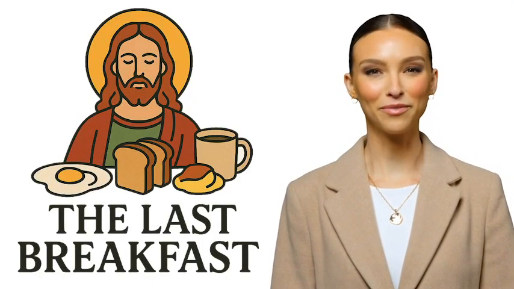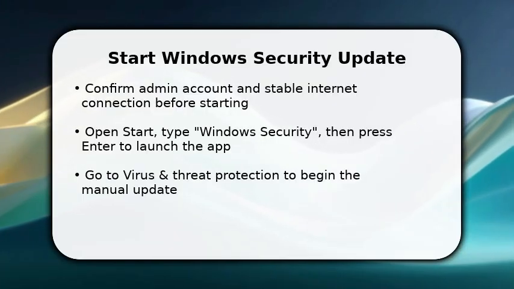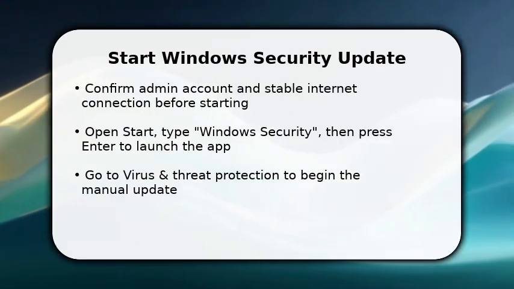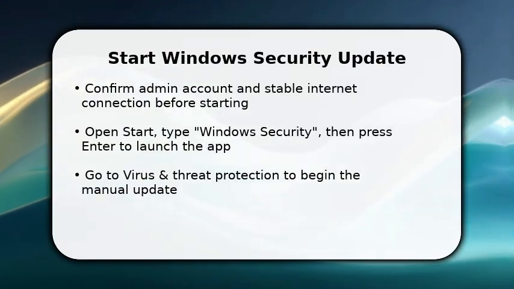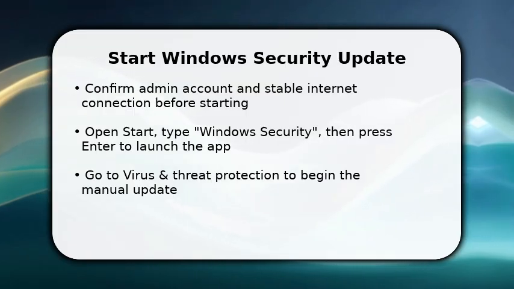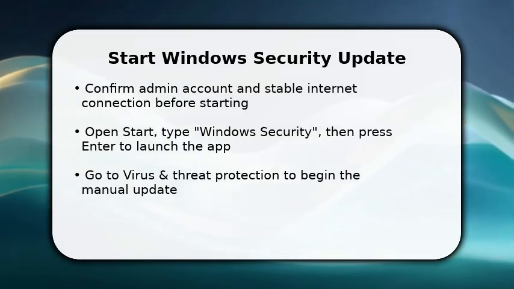Please enjoy the video. You're starting the update now, so make sure you're signed into an administrator account and connected to the internet. Once ready, open Start and type Windows Security. Press Enter to launch the app.